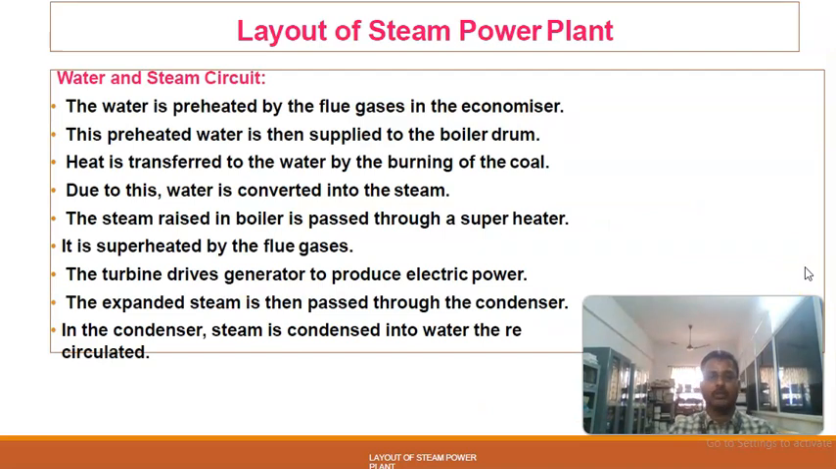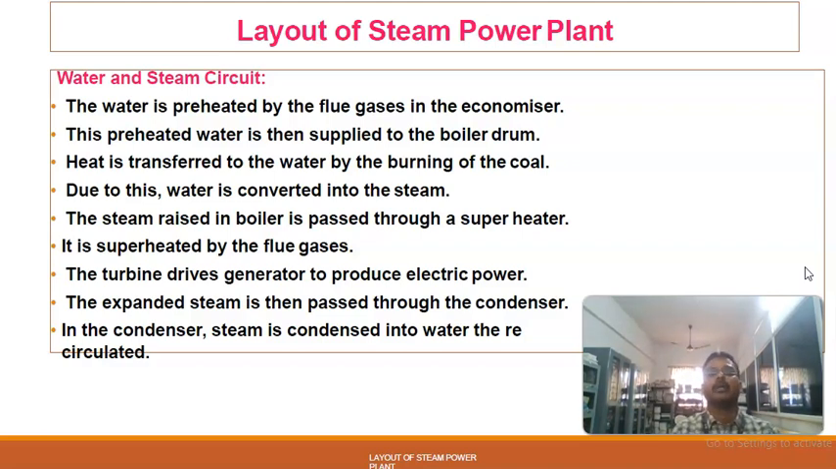Layout of the steam power plant, water and steam circuit. The water is preheated by the flue gases in the economizer. This preheated water is then supplied to the boiler drum. Heat is transferred to the water by the burning of the coal. Due to this, water is converted into steam. The steam raised in the boiler is passed through the superheater. It is superheated by the flue gases.